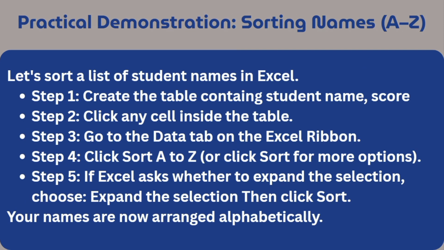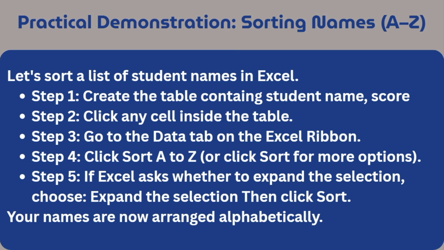So for you to do that, let's say you have a list of students' records in your Excel sheet. You create the table containing students' names and their scores, and you click any cell inside the table. Then go to the Data tab on the Excel ribbon and select Sort A to Z, or click Sort for more options. Now, if Excel asks whether to expand the selection, choose Expand the Selection, then click Sort.